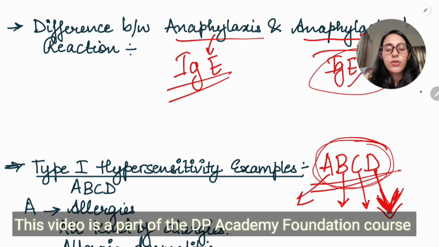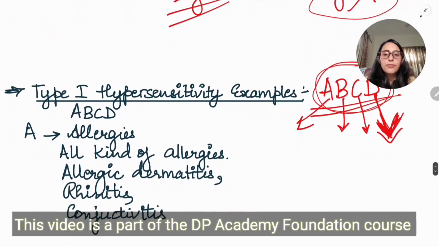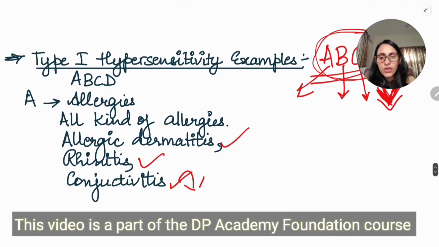So the mnemonic to remember the examples of type 1 hypersensitivity is A, B, C, D. Very easy. All the allergies we are going to cover. Either it is allergy due to any dust, allergen, anything, any kind of allergy. For example, allergic dermatitis, rhinitis, pollen allergy, conjunctivitis. And remember, another name for allergic conjunctivitis is vernal keratoconjunctivitis.